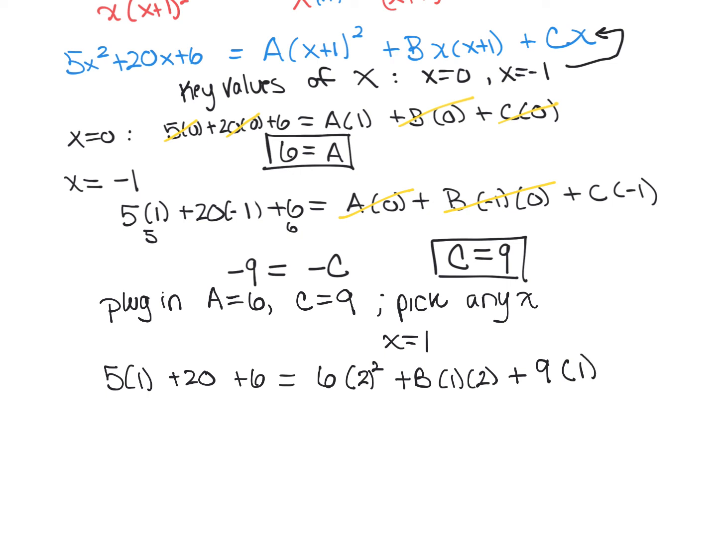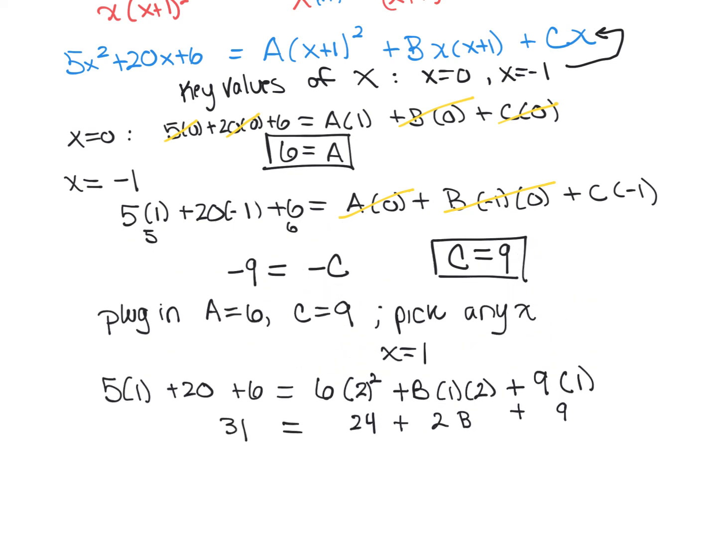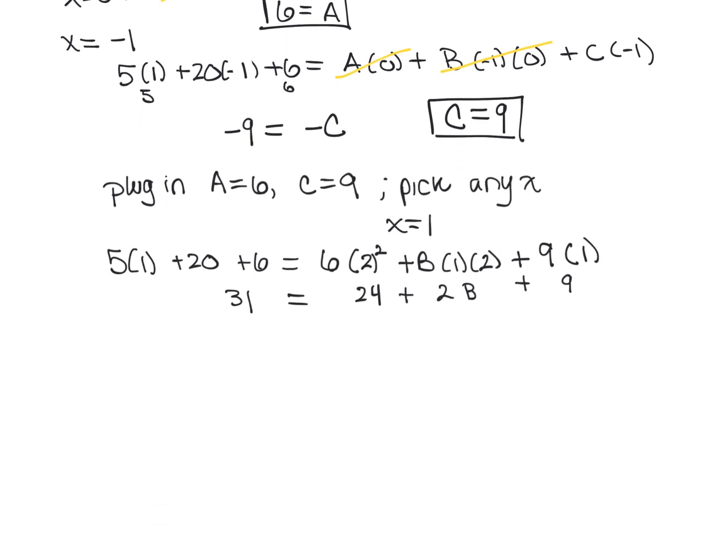So let's clean this up a little bit. This is going to be 24 plus 2b plus 9. And on this side, I'm going to have 31. And so this and this make 33. So if I subtract that over, I get negative 2. It's going to equal 2b. So b equals negative 1.